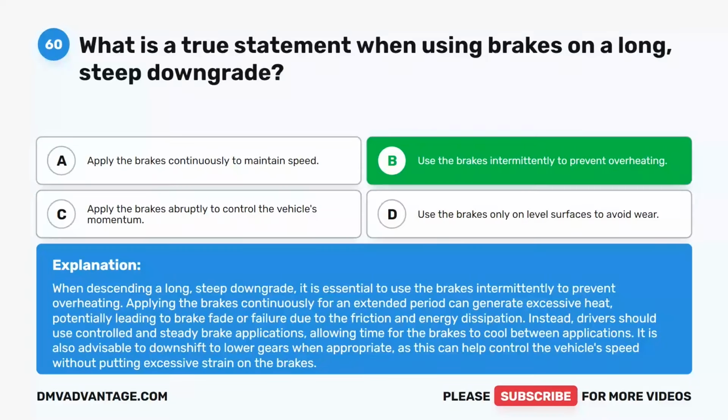When descending a long, steep downgrade, it is essential to use the brakes intermittently to prevent overheating. Applying the brakes continuously for an extended period can generate excessive heat, potentially leading to brake fade or failure due to the friction and energy dissipation. Instead, drivers should use controlled and steady brake applications, allowing time for the brakes to cool between applications. It is also advisable to downshift to lower gears when appropriate, as this can help control the vehicle's speed without putting excessive strain on the brakes.